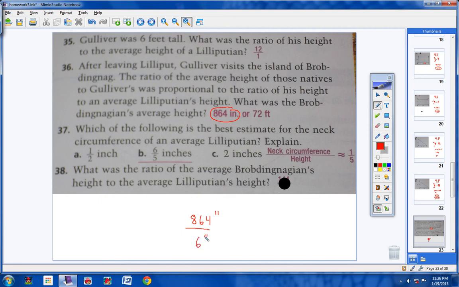And now it says, what's the ratio of the average Brobdingnagian's height to the average Lilliputian's height, which is 6 inches? Okay. Now, actually, this fraction might reduce. In fact, it does. 6 goes into both of these numbers. 6 goes into 6 once, and 6 goes into 864 144 times. So the answer is 144 over 1 would be the ratio, okay? I guess you could put 144 if you wanted to. I like to leave it a fraction when it says, what is the ratio, okay? But either way, that is how you would do that, okay? Alright, moving on to number 39.